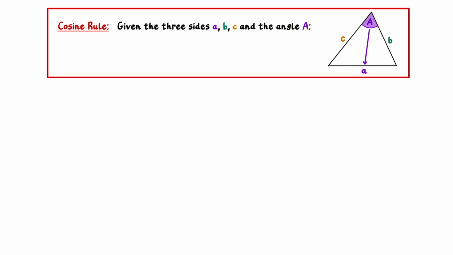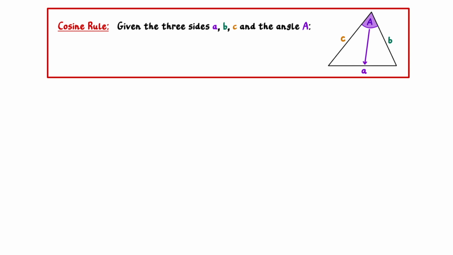Hello and welcome to episode 4 of our Trigonometry Made Easy series. Today we're diving into the cosine rule, a technique that relates the three side lengths of a triangle to the cosine of one of its angles. This versatile method applies to all triangles, not just right-angled ones.